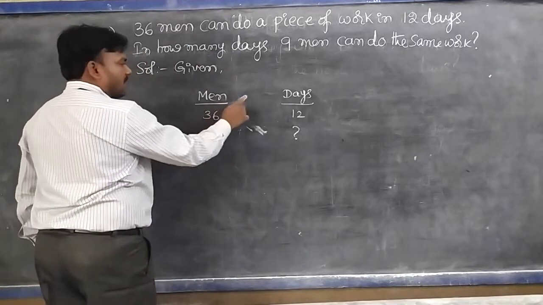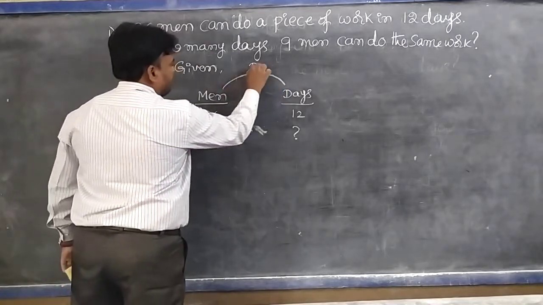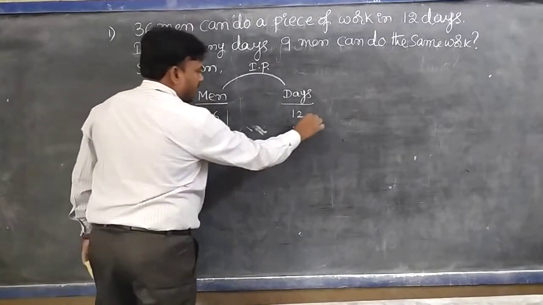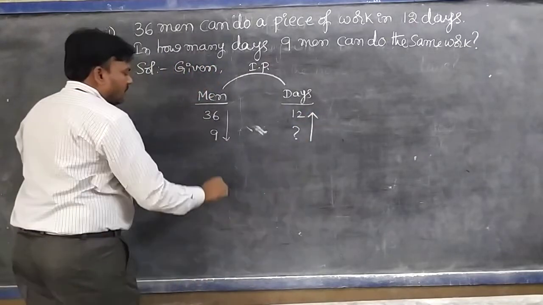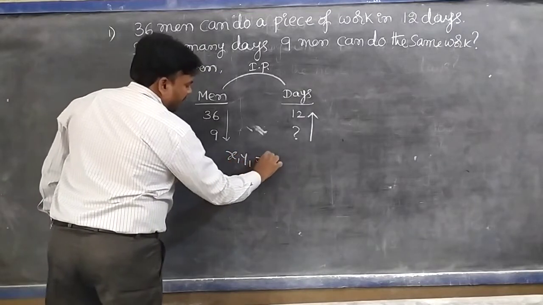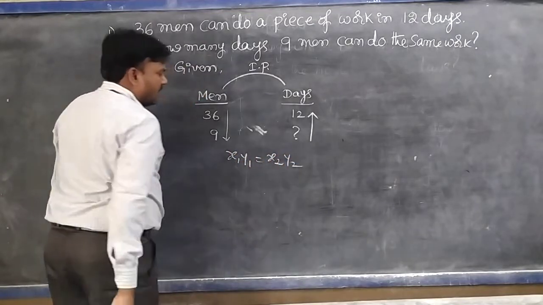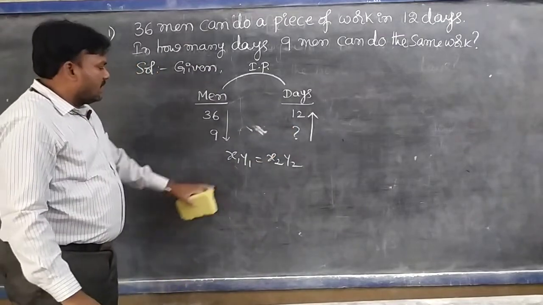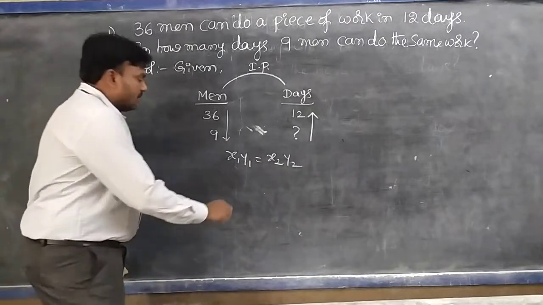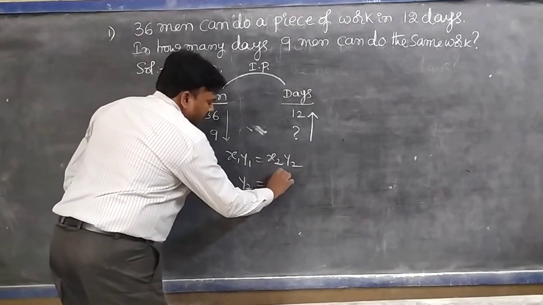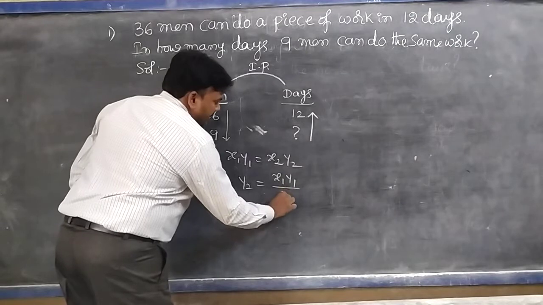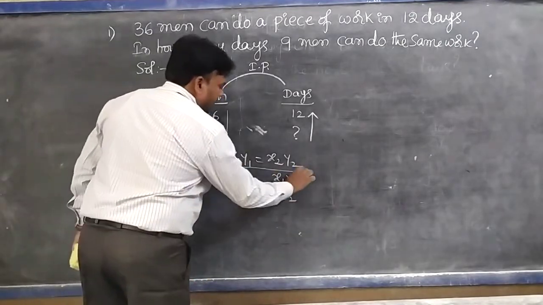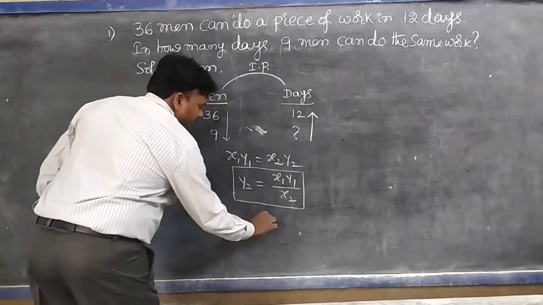So we know that men and days are inversely proportional to each other. Inverse proportion: here, as men decrease, automatically days increase. Use the formula x1 y1 equal to x2 y2. Then, therefore, y2 equals x1 y1 by x2. Apply this formula and you can get the result.